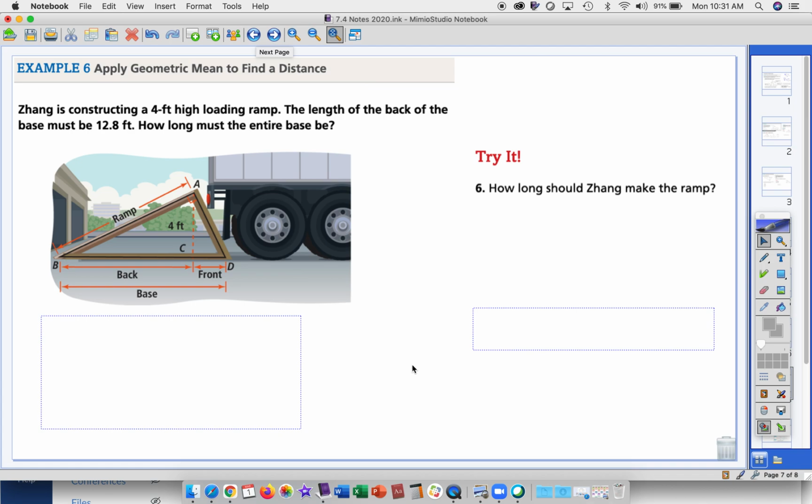Example 6, apply geometric mean to find a distance. So we have a loading ramp that's 4 feet high. The length of the back of the base, so here's what they're calling the back of the base, must be 12.8 feet. How long must the entire base be? So go ahead and solve for that. And then you're also being asked how long should Zhang make the ramp. So you want that length of the ramp as well. So try both of these and then come back when you're done.